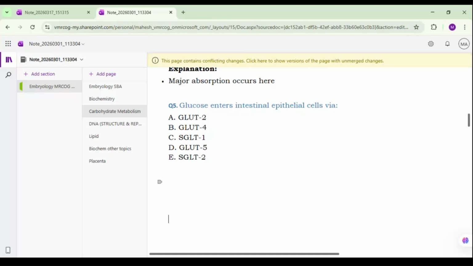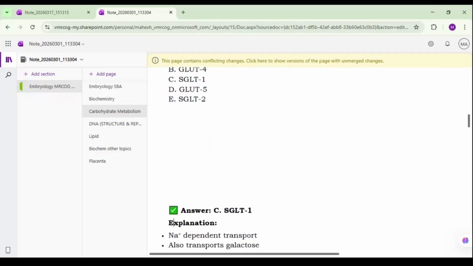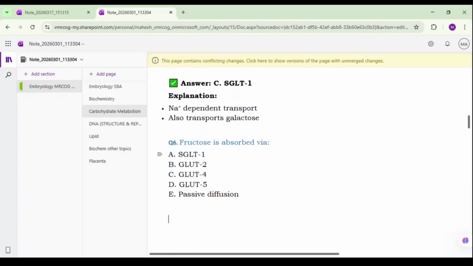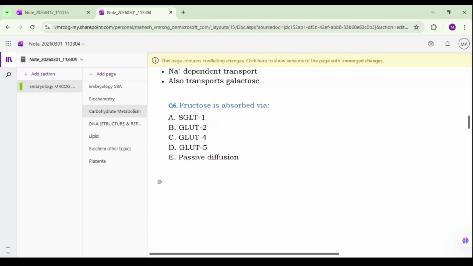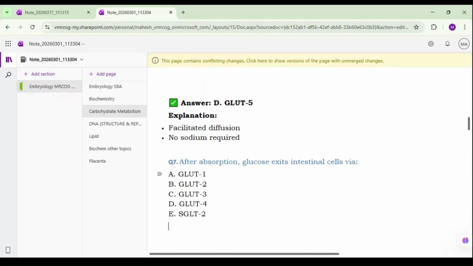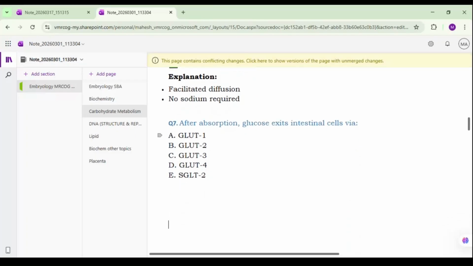SGLT1. We have seen that the transport of glucose is different, galactose is different, fructose is different. SGLT1 is the gate used for glucose transport. It is a sodium dependent transport, and it also transports galactose. So for glucose and galactose, you have SGLT1. Fructose is absorbed via facilitated diffusion. GLUT5, option D, correct. So for fructose, you have GLUT5 and facilitated diffusion. No sodium is required.